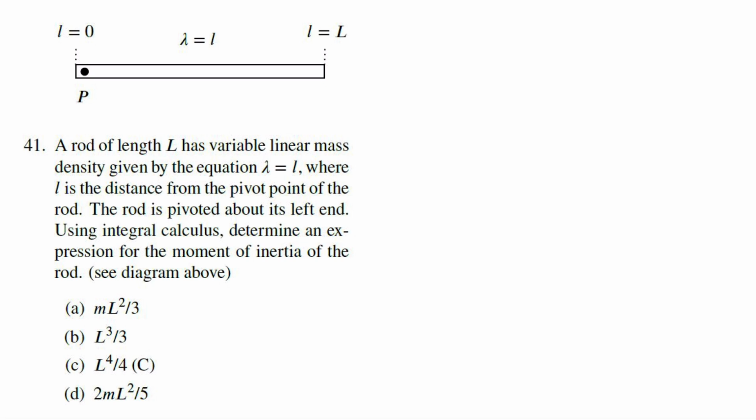So 41 is a moments of inertia question. We have a rod with variable mass density, so it's not your standard rod, and we're going to have to use calculus to determine the moment of inertia. We know the calculus formula for a moment of inertia is the integral of r squared dm. Whenever you have any kind of variable mass density problem, you want to start with the dm.